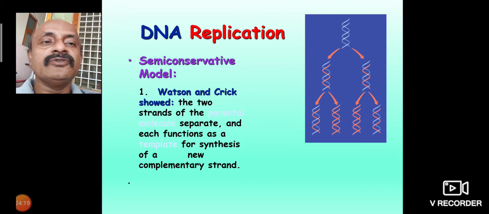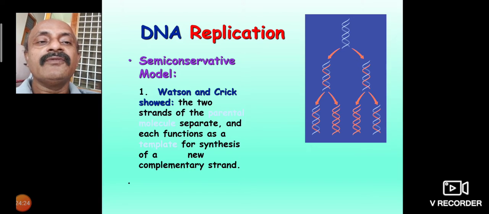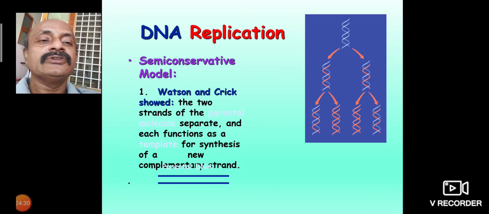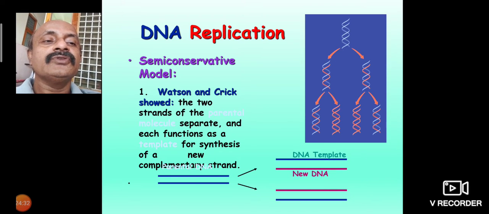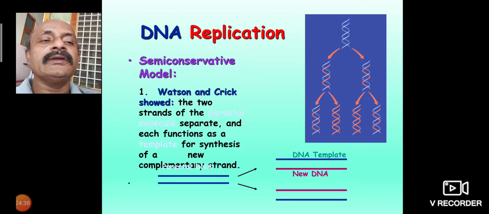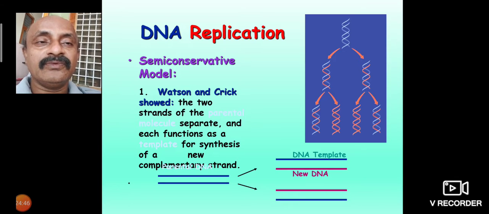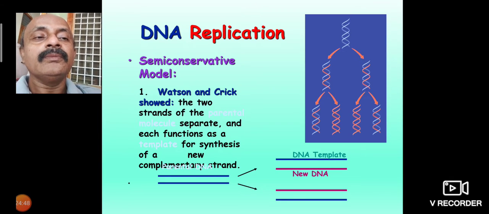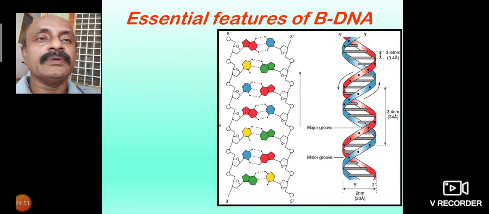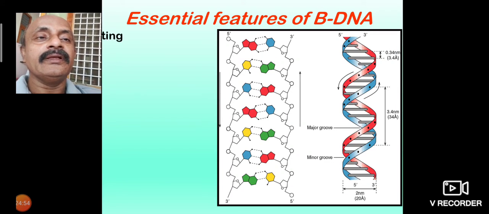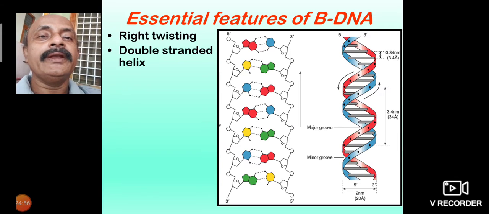The semi-conservative model of Watson and Crick: the two strands separate and each acts as a template for the synthesis of a new complementary strand. So one DNA, the blue color threads, are separated. Each blue color thread develops into another red color thread, on either side of the one DNA molecule. That is called DNA replication, an essential feature of DNA. So how many types of DNAs are there?